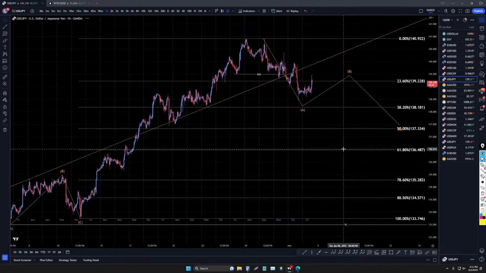And the US dollar yen. The US dollar yen looks like it's a crescent. That looks like an ABC. It looks like it's going to go down.